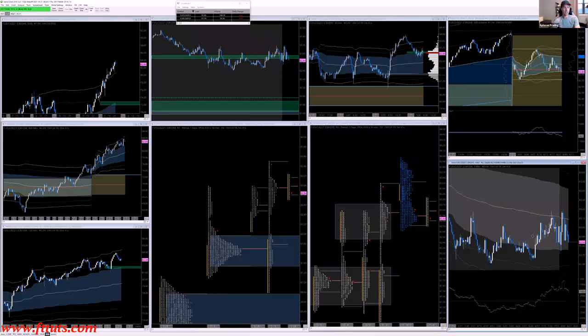I'm kind of liking crude, maybe a little spring pattern here. It's lower extreme of RTH. It's lower extreme-ish of ETH. And of course, it's our hypo 1 that we're still looking at.